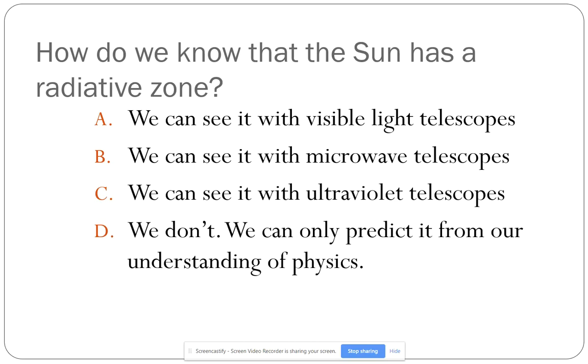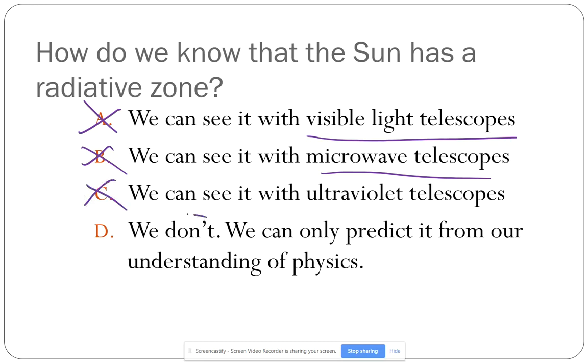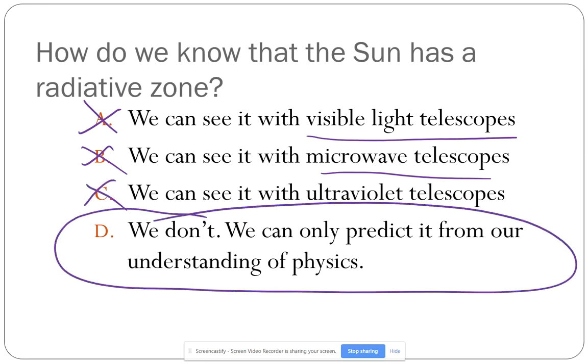Well, let's do these one by one. Can we see it with a visible light telescope? No, we cannot. Can we see with a microwave telescope? No, we cannot. Can we see with an ultraviolet telescope? No, we cannot. We don't know. We predict it based on an understanding of physics.